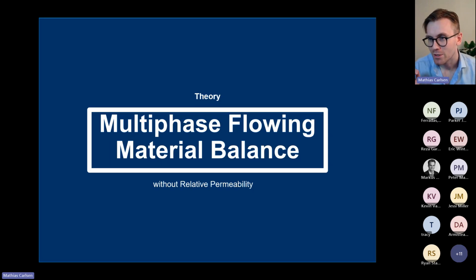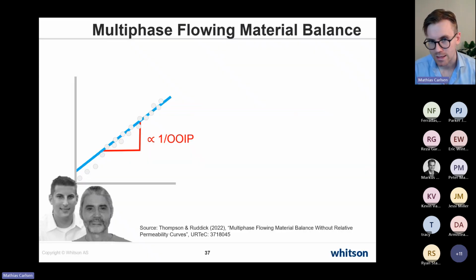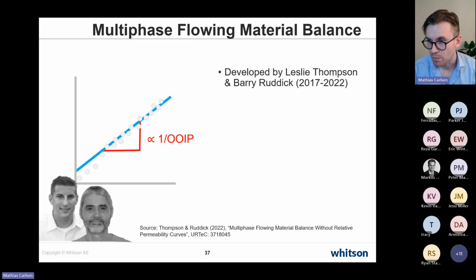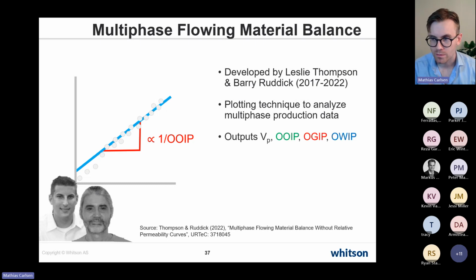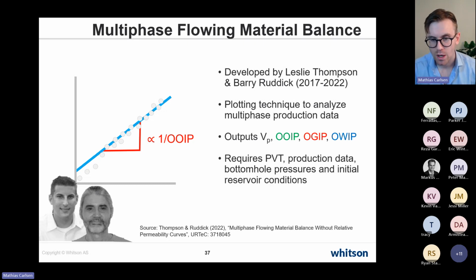But here we are. So multiphase FMB, in terms of the theory in a little more detail, was proposed and worked on for probably 5-6 years by these 2 guys at Cimarex in this period right here. It's just a simple plotting technique, and it outputs the pore volume: the reservoir pore volume, the oil in place, gas in place, and water in place. And it just requires PVT, production data, bottom-hole pressures, and initial reservoir conditions. So obviously, like anything else, if there's uncertainty in your PVT, production data, or bottom-hole pressures, of course, it will have an impact on the analysis.